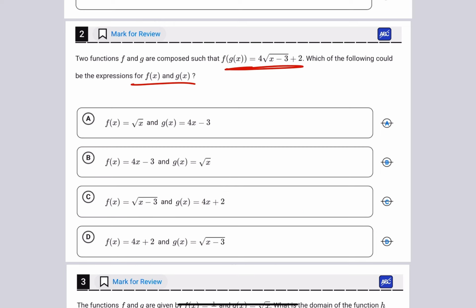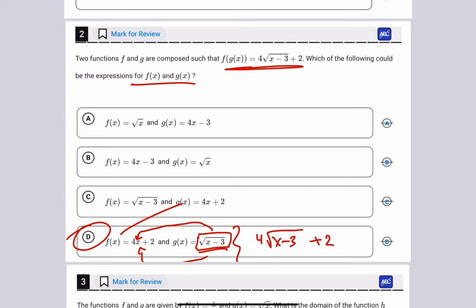Last but not least, D, we have plugging in g of x into f of x. We're left with 4 square root of x minus 3 plus 2, which is definitely the answer. So you take g of x and you substitute it for x. As you can tell, it was first 4 times x plus 2. Now it's 4 times square root of x minus 3, added to 2.